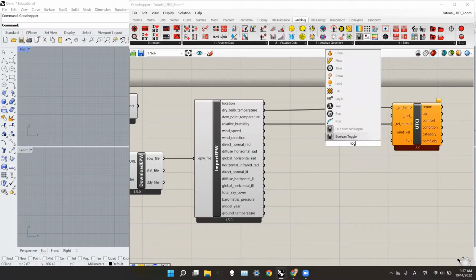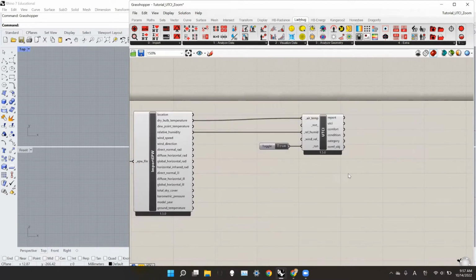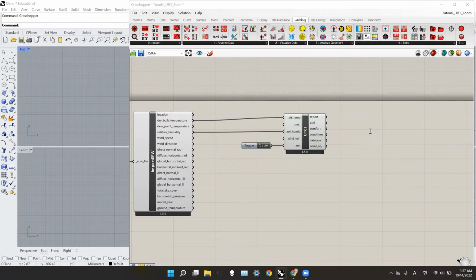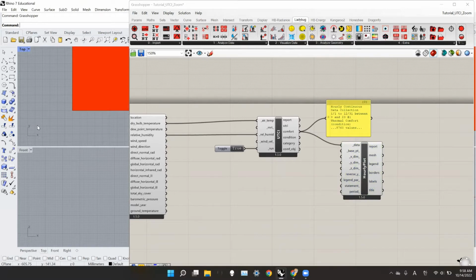Another toggle to run the UTCI analysis. And it's not in orange color anymore. Let's see what the data looks like. It has 8760 values, but it's not really visible. So let me bring the hourly plot to see what the data looks like.